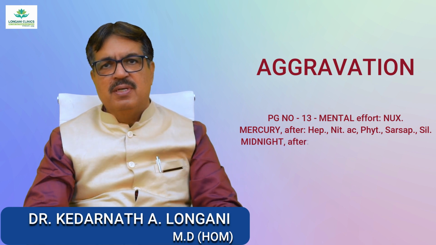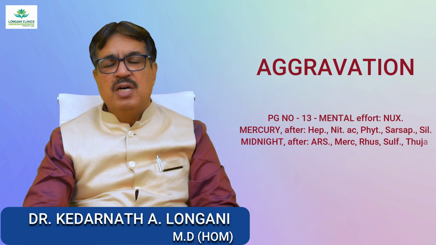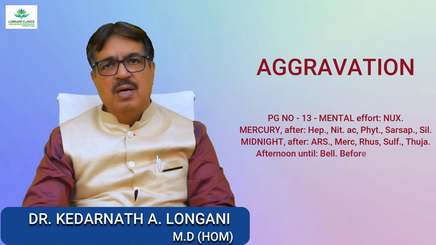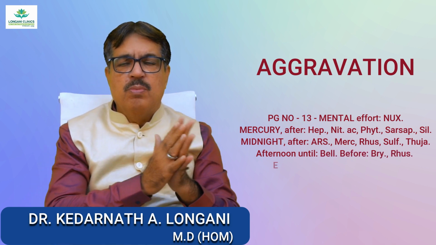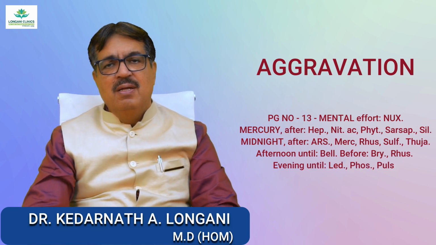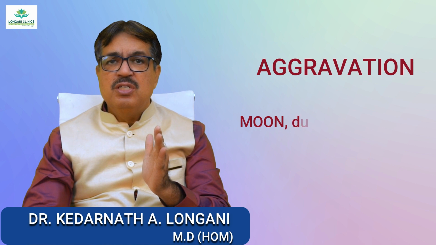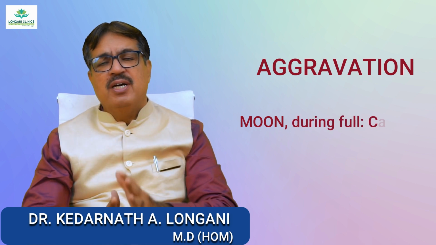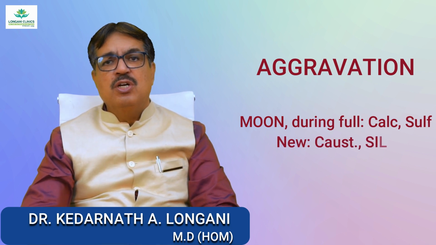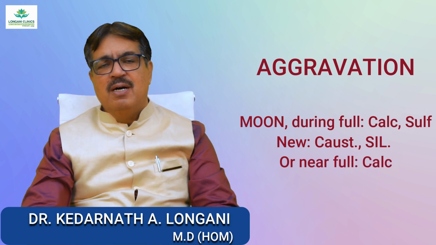Aggravation, midnight after, medicines given are Arsenic, Mercury salt, Rhus tox, Sulphur, Thuja. Aggravation, afternoon until, medicine given is Belladonna. Aggravation, afternoon before, medicine given is Bryonia, Rhus tox. Aggravation, evening until, medicine given is Ledum, Phosphorus, Pulsatilla. Now see aggravation, moon, during full moon aggravation, medicines given are Calcarea carb and Sulphur. New moon aggravation, Causticum and Silicea. Or near full moon aggravation, Calcarea carb.